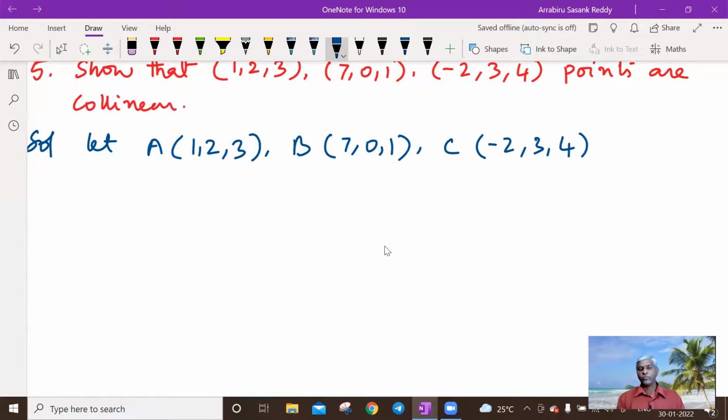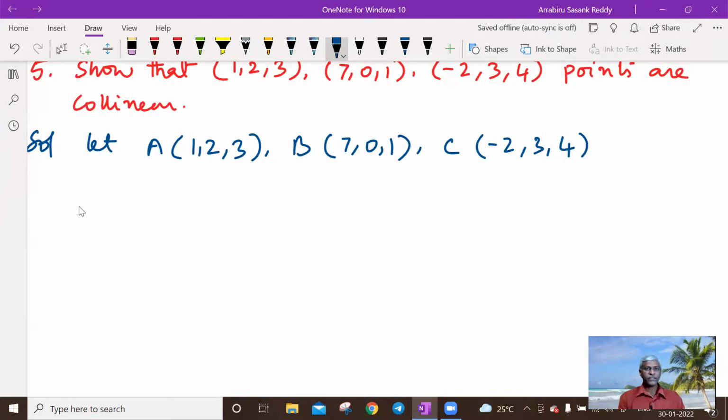In the previous problem, Pythagoras is different. The sum of the squares of any 2 sides is equal to the square of the third side, then it is a right angle triangle. Here we are taking only distances for collinear.